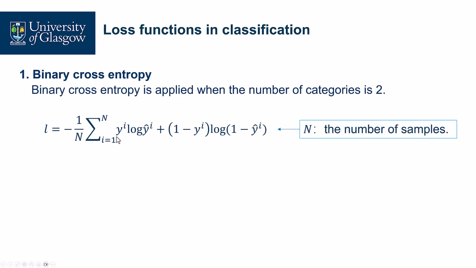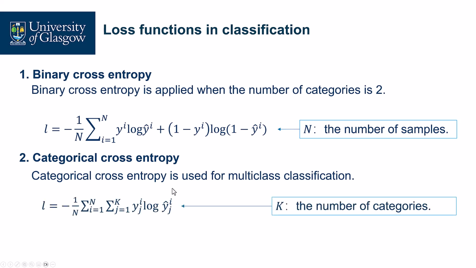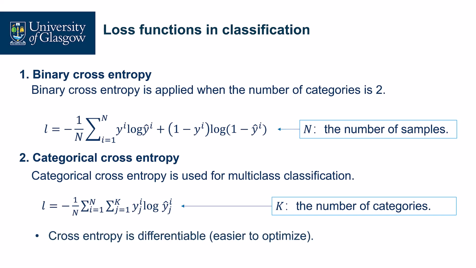If there are more than two categories, we need to use categorical cross entropy as a loss function. We can see the formula is here, right? You can program it yourself and see in MATLAB how to call it, right? These entropy functions are differentiable, so it's easier to optimize, but however, they have some local optima. So the question is how to solve that and optimize efficiently, right? We will discuss it in later sessions.